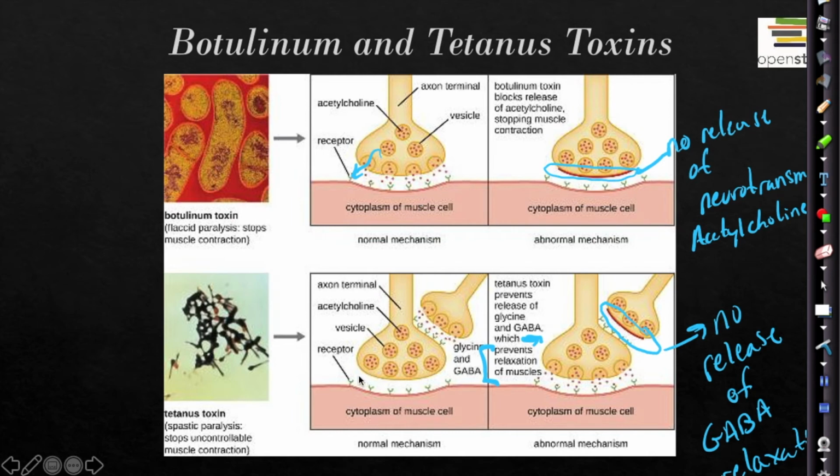For the tetanus toxin, this does the exact opposite. So the tetanus toxin prevents the release of glycine and GABA, and that prevents relaxation of the muscle. So here we can't relax the muscle, so we'll start a contraction and we will not be able to stop that contraction. That's why with tetanus you get things like lockjaw. So no release of GABA means that you cannot do relaxation of the muscle.